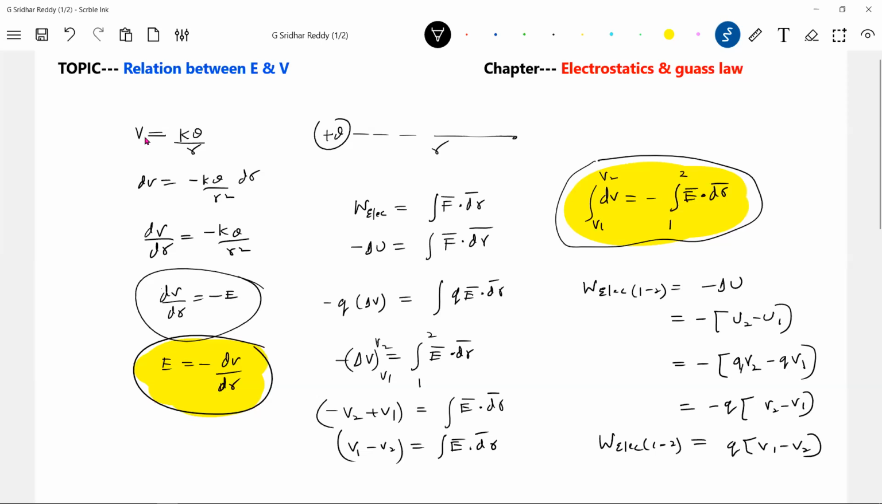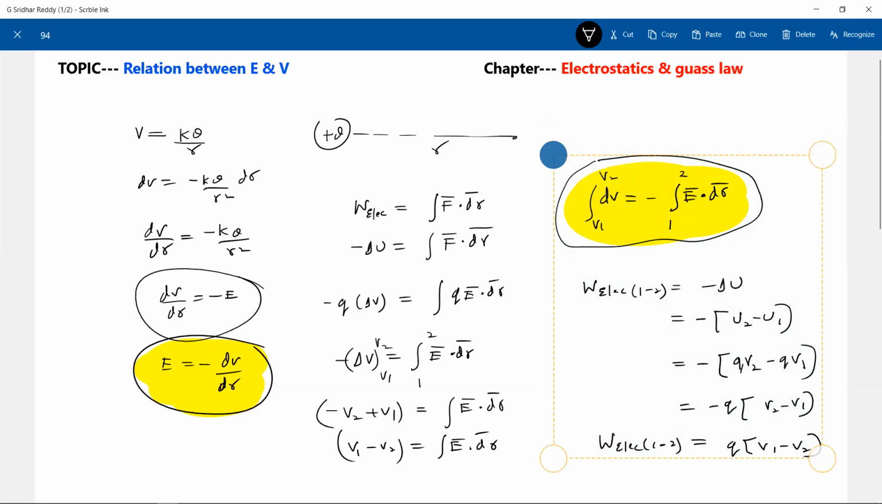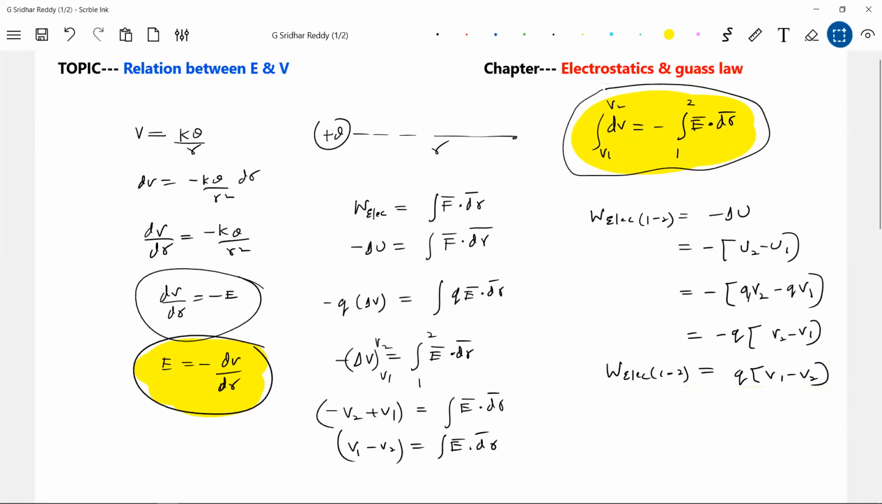How work done by electrostatic force and work done by the external agent are related. So we know that the work done by the external agent in moving a charged particle should be equal to plus delta U, because electrostatic force is a conservative force. Work done by a conservative force should be equal to minus of the change in potential energy.